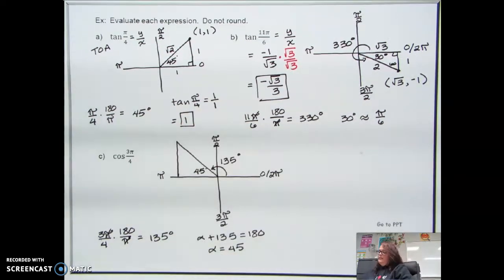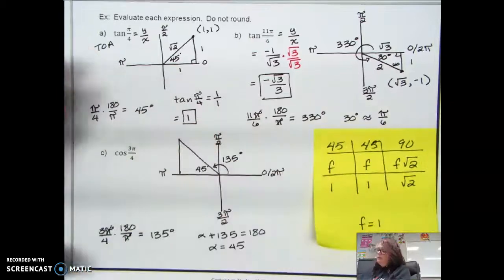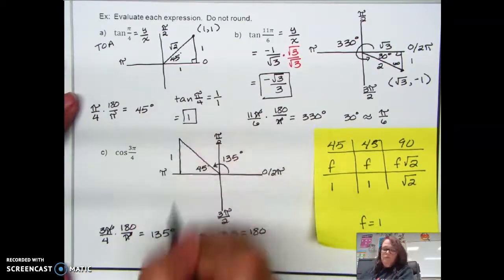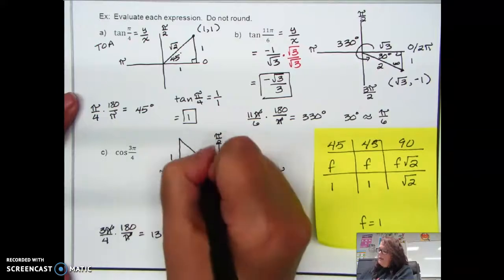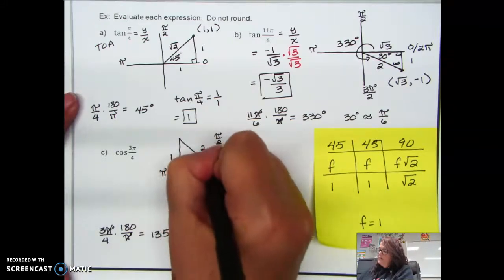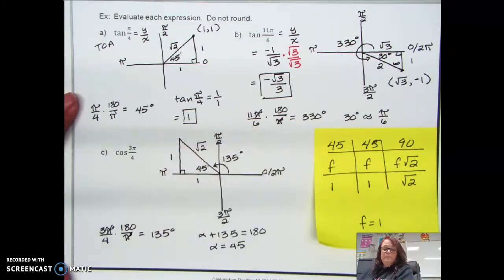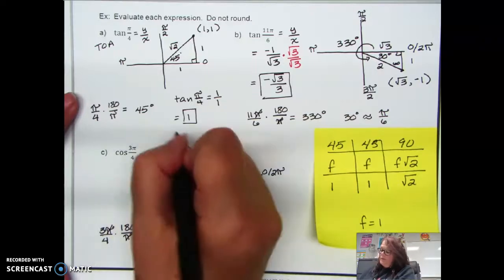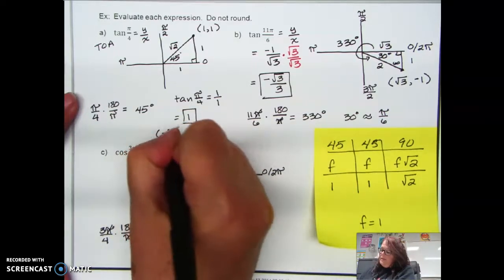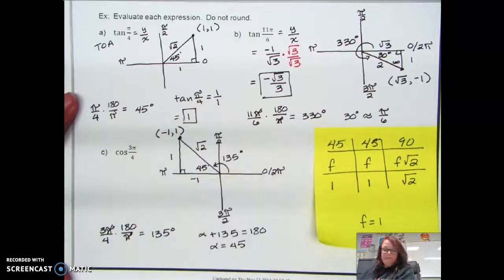All right, so that means that I'm going to use my 45, 45, 90 triangles. So opposite the 45 is 1, opposite the other 45 is 1, and opposite the 90-degree angle is the hypotenuse of root 2. And in quadrant 2, it's the x that's negative. So this point is located at negative 1, 1.